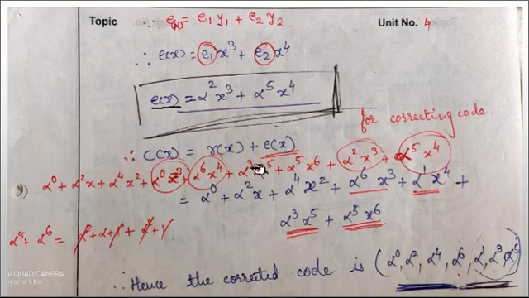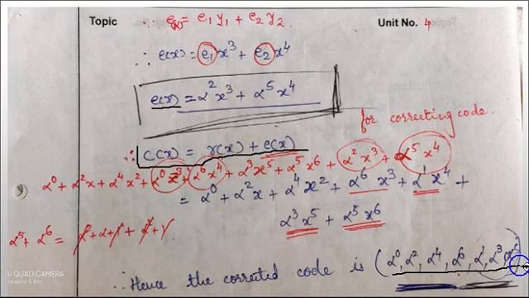But after getting E of x, we still need to obtain the corrected code word. So to get the corrected code word, just add R of x with E of x. After this addition, we will get the corrected code word. Once the addition is done with this part, we can easily understand how the corrected code word is the same as the transmitted code word after correction. So after correction, obviously it is giving the cancellation over here.